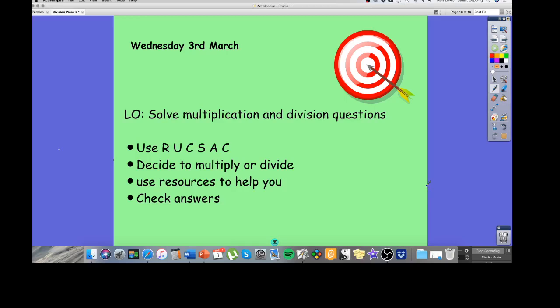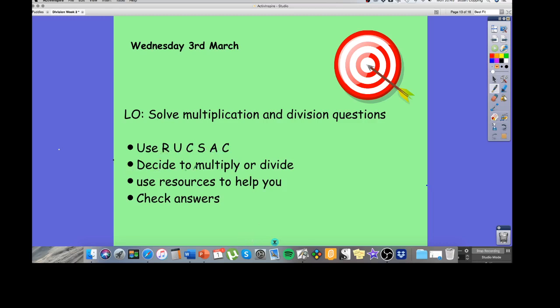This is going to be the last little bit of home learning really linked to multiplication and division. I thought I'd give you some problem solving. I'm not going to lie, it is quite tricky today, so it's going to really test you. Some of you have needed to be tested over the last couple of weeks, and this is me really testing you. So we're going to remember what RUCSAC is.